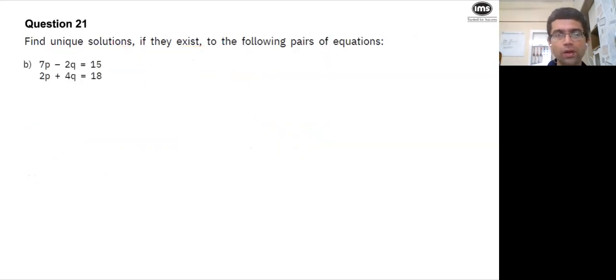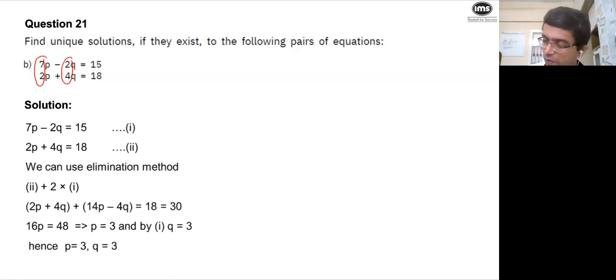Let's go to the next one. Here it says 7p minus 2q is 15 and 2p plus 4q is 18. Can you find out whether a by b is equal to c by d? Yes or no? Wait, Rishita, we'll do that scenario also. Yes, so here also a by b is not equal to c by d. I can say they will be solved simultaneously.